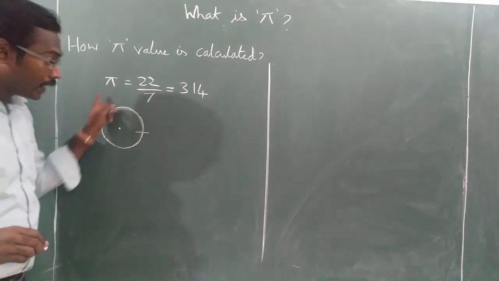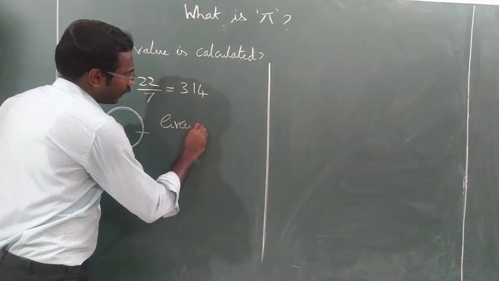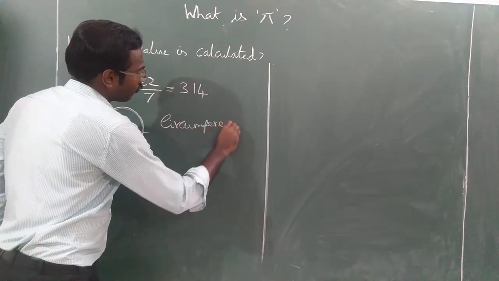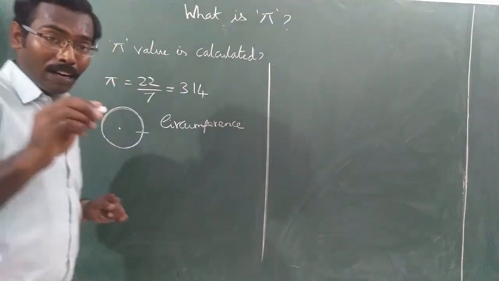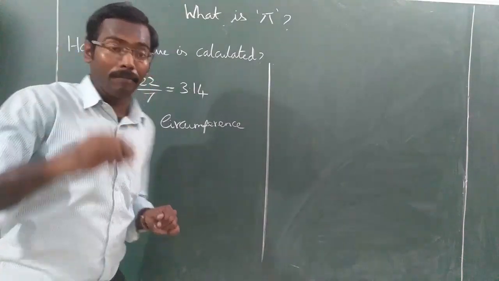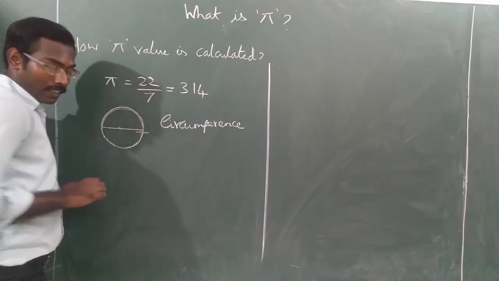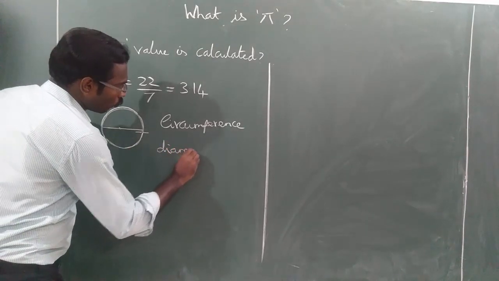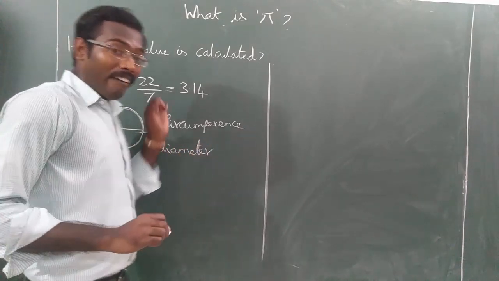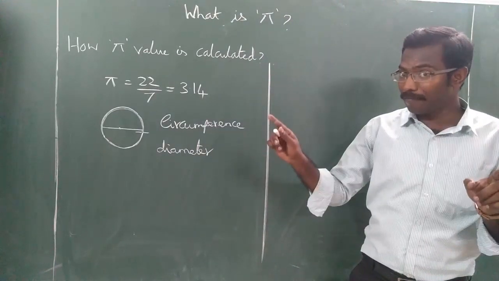This is also the perimeter of the circle. That is called circumference. In every circle there is a circumference, that can also be called as perimeter. Similarly there is another term called diameter. Diameter passes through the center of the circle. So why I am telling this? For every circle there will be a circumference and there will be a diameter.